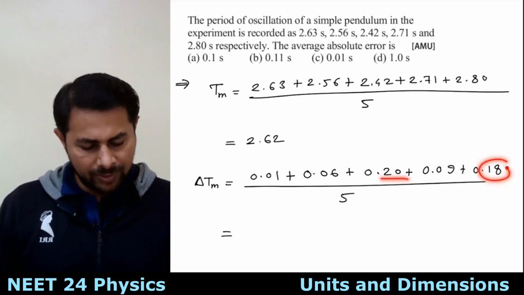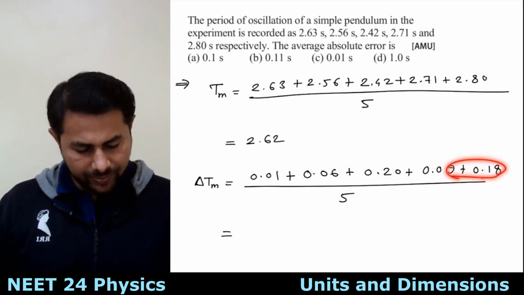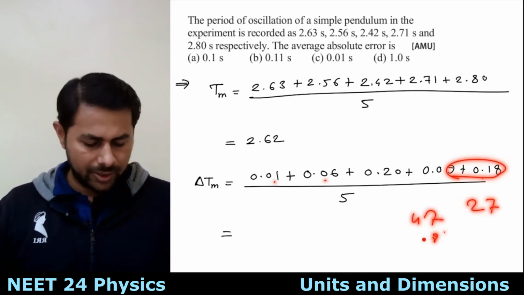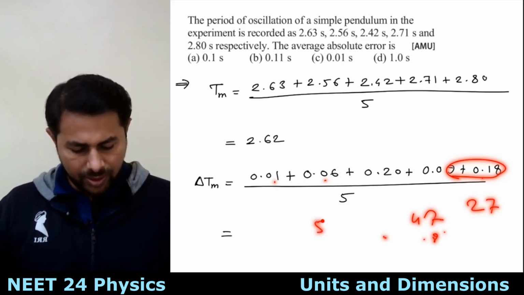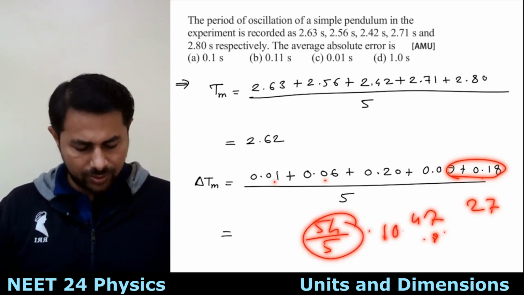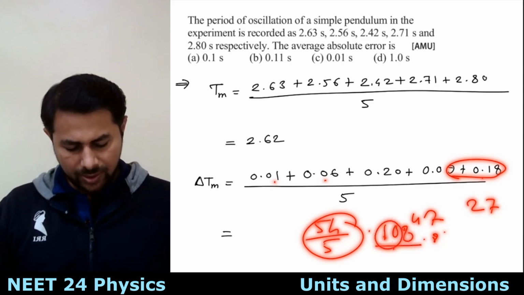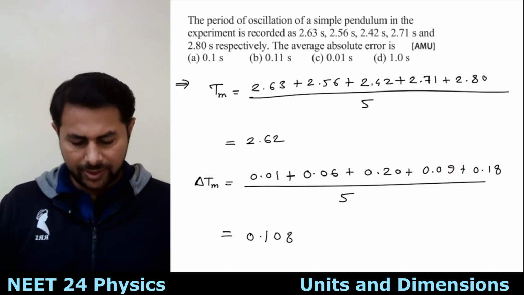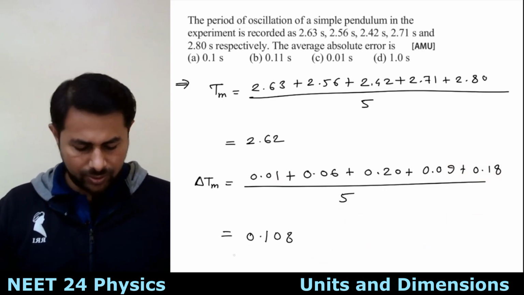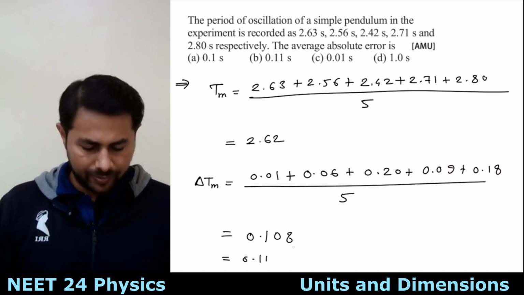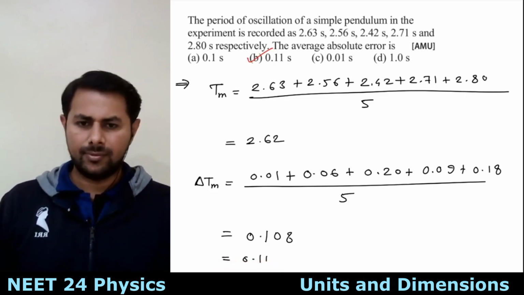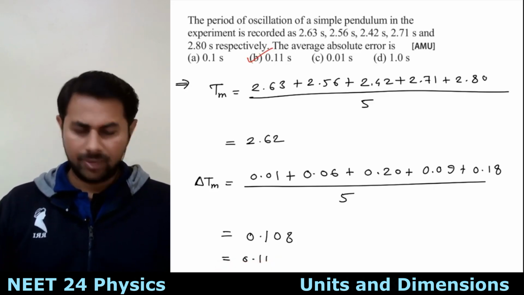So 20 plus 18, 20 plus this is 27, that is 47, 47 plus 1 is 48, 48 plus 6 is 54, 54 divided by 5, so that is 10.8. So 0. Okay, that will be 0.1. Okay, 0.108 it is, and you will round it up, so it will be 0.11, not 1, right? So this is the answer. It's option B. No, it's option B, if my calculation is correct.